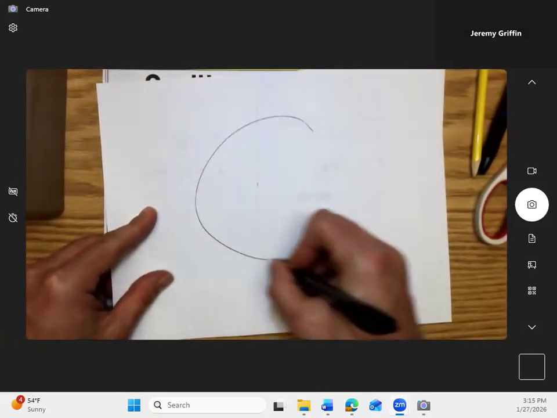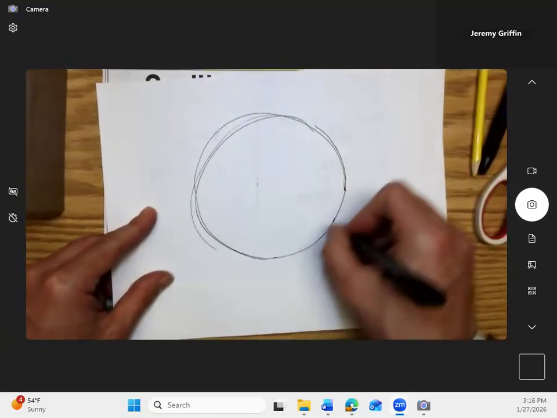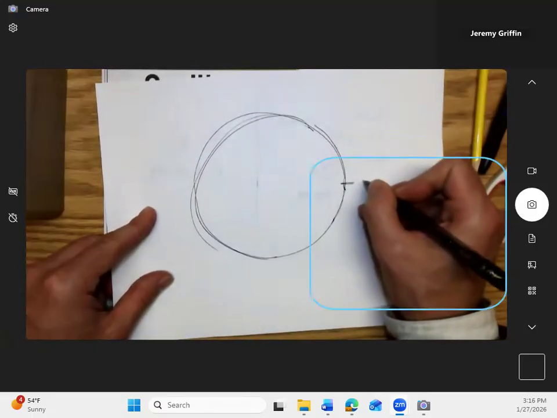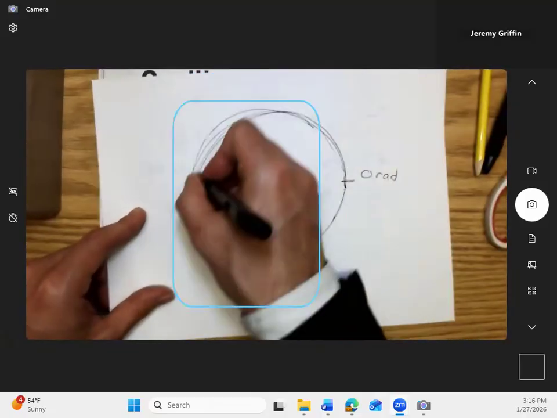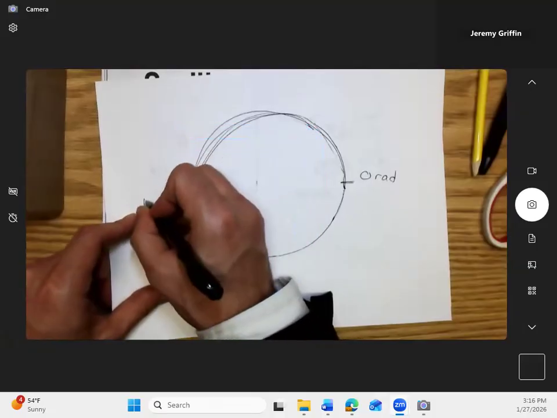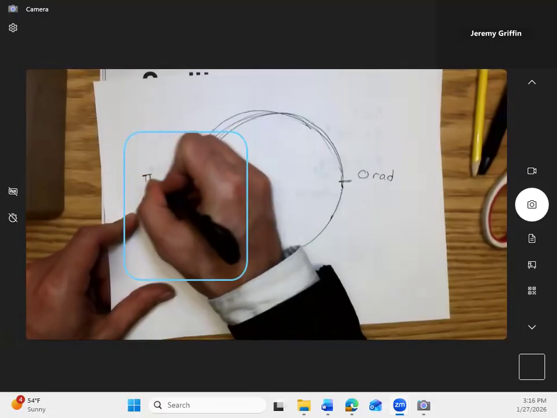Do you guys remember? Did you learn the unit circle in math? Let's do a quick review of the unit circle. If you're going around the circle, let's start here at 0 radians, which is 0 degrees. If you go halfway around the circle, call that 180 degrees. How many radians is that? Pi. That's pi radians.